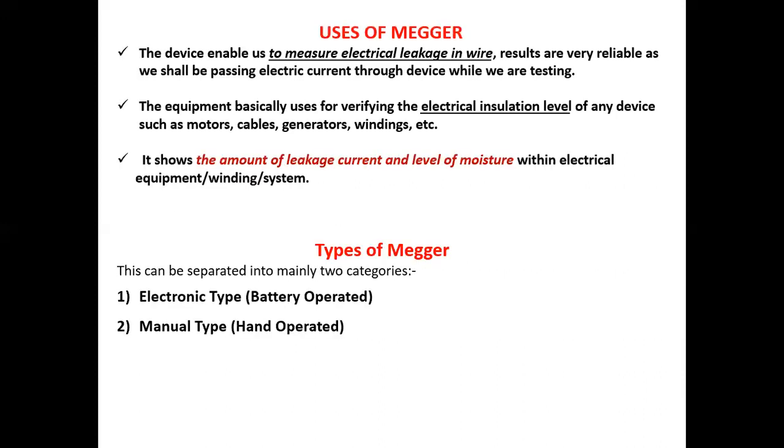Next, use of a Megger. It is a device which enables us to measure electrical leakage in a wire. Results are very reliable as we pass electrical current through the device while testing. The equipment is basically used for verifying the electrical insulation level of any device such as motor, cable, generators, winding, etc. It shows the amount of leakage current and level of moisture within the winding of electrical equipment. The types of Megger are the electronic type, that is battery operated, and the manual type, which is hand operated.